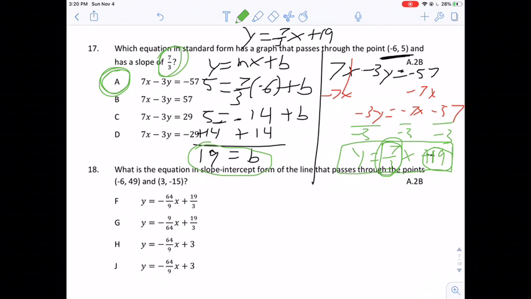If that would not have been the case, I would have had to continue doing all these parts as many times as required until I find the one that gives me the same b and the same slope.